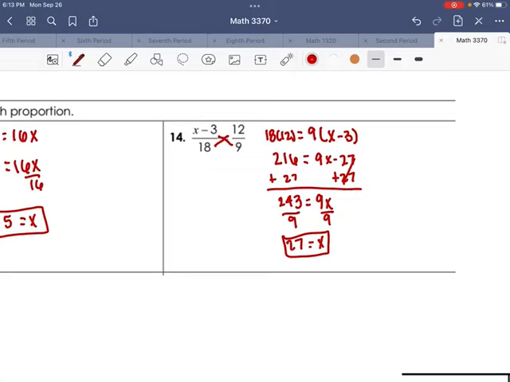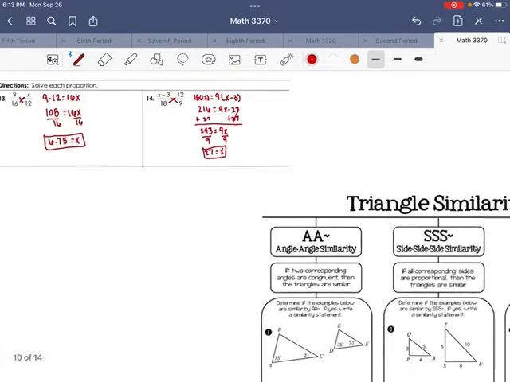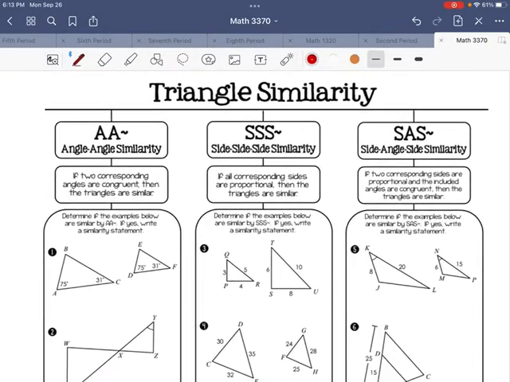All right, so let's look at different ways that we can prove triangles are similar. There are 3 ways we can prove triangles are similar. We have AA, which stands for angle-angle similarity, SSS, which is side-side-side similarity, and SAS, which is side-angle-side similarity. For angle-angle, all that means is that 2 triangles have 2 angles that are congruent. If those 2 angles are congruent, then the third one has to be congruent because they have to add up to 180. So that would make the triangles similar.